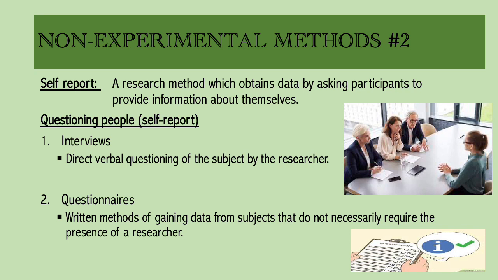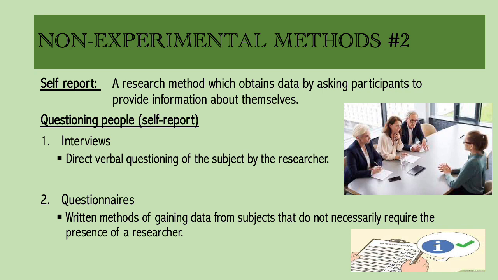So, just a bit of recap. Last week we covered experimental method. I taught you lab, field, and quasi. And then I also taught you one non-experimental method, which is observation, which again has three types: controlled observation, naturalistic observation, and participant observation. Okay, so for today, I'm going to finish up the non-experimental methods. I'm going to cover the second one, the third one, and the fourth one. So there are four non-experimental methods.